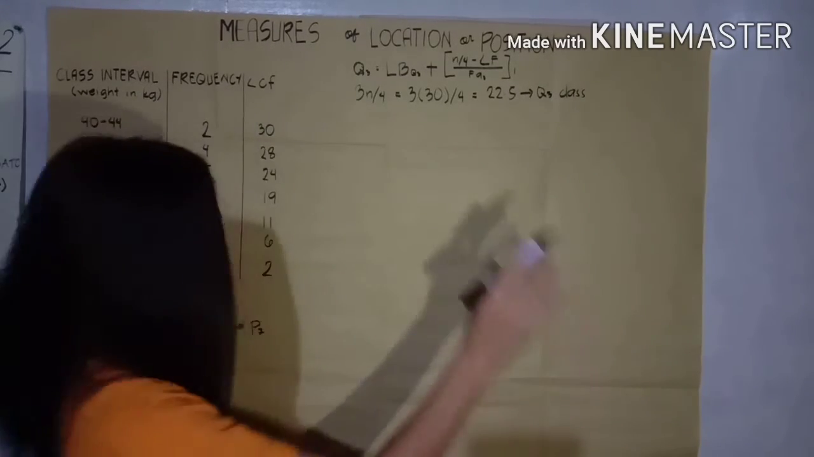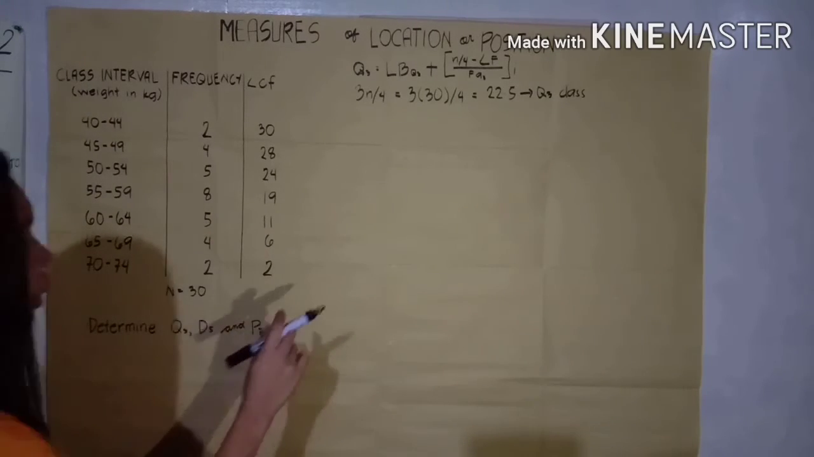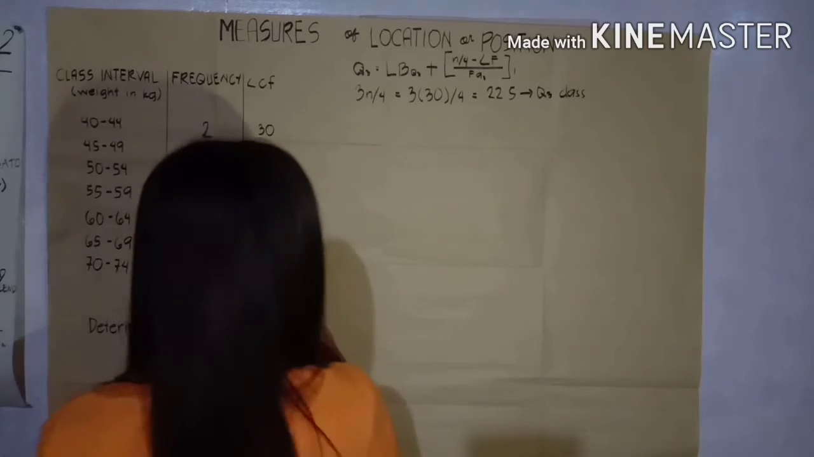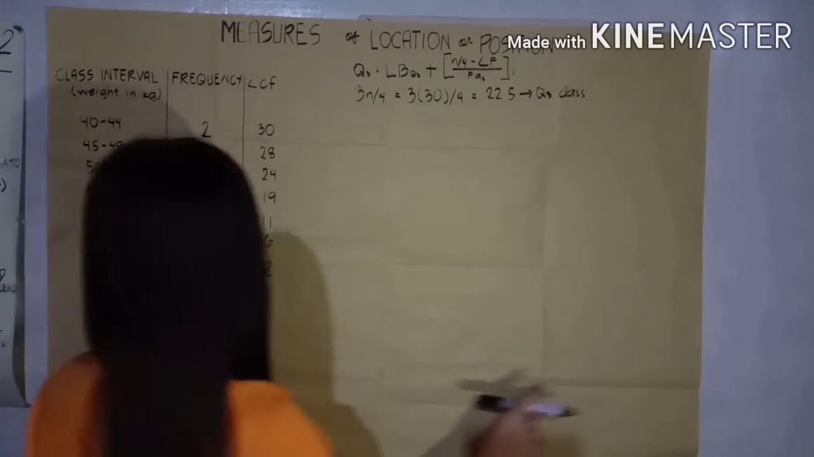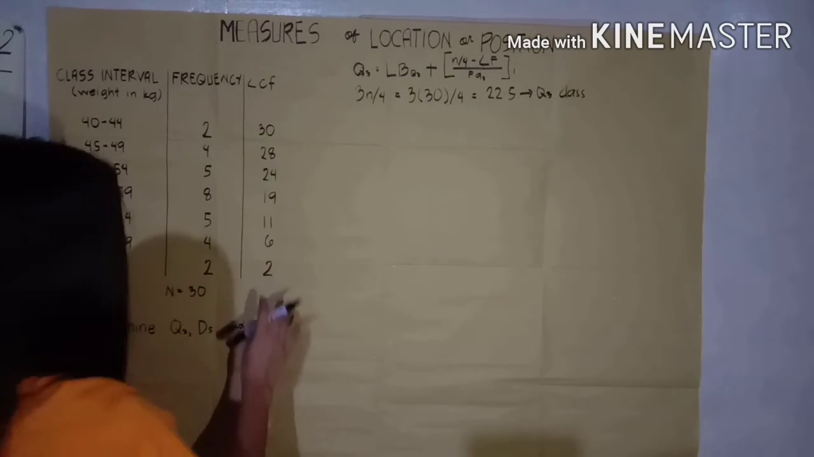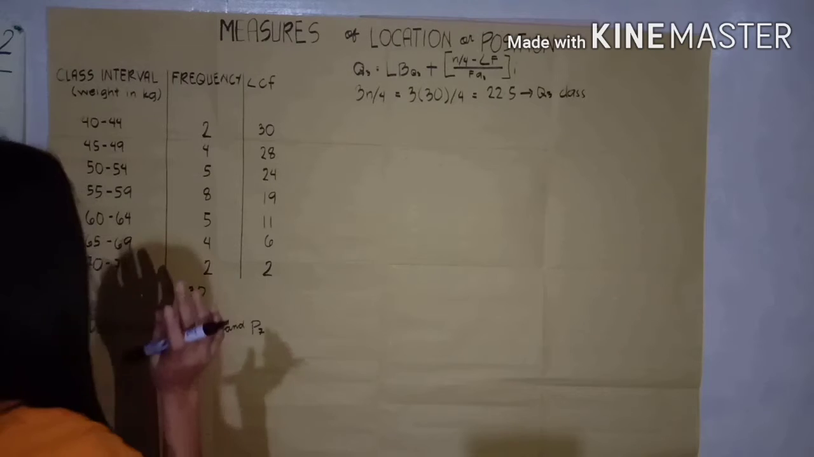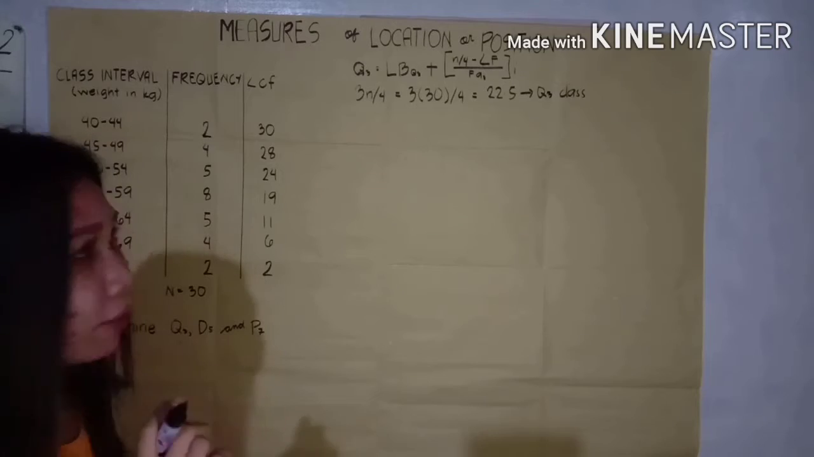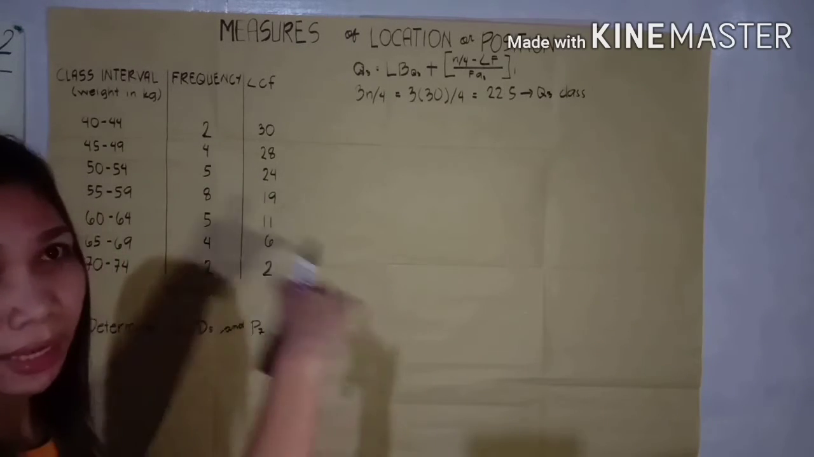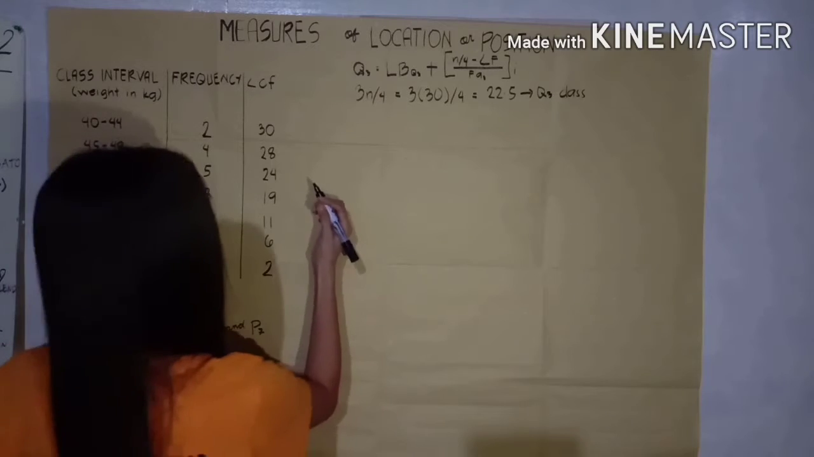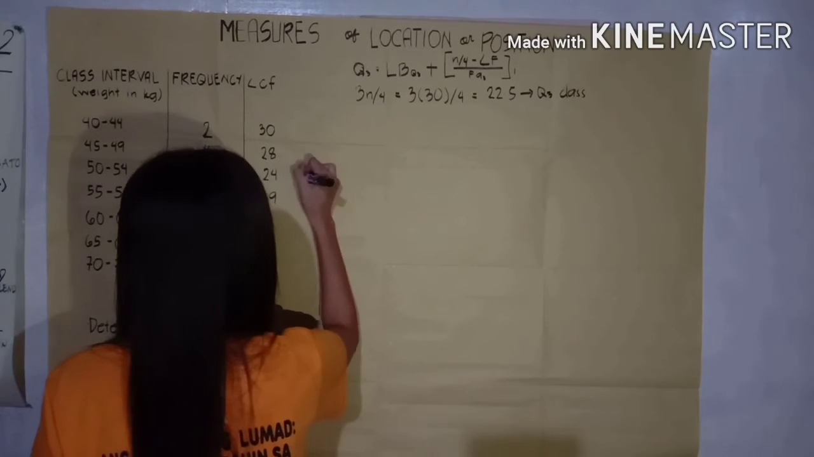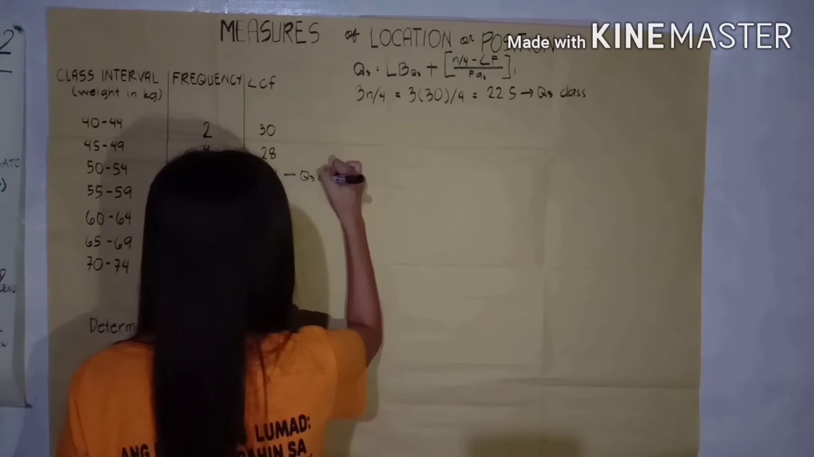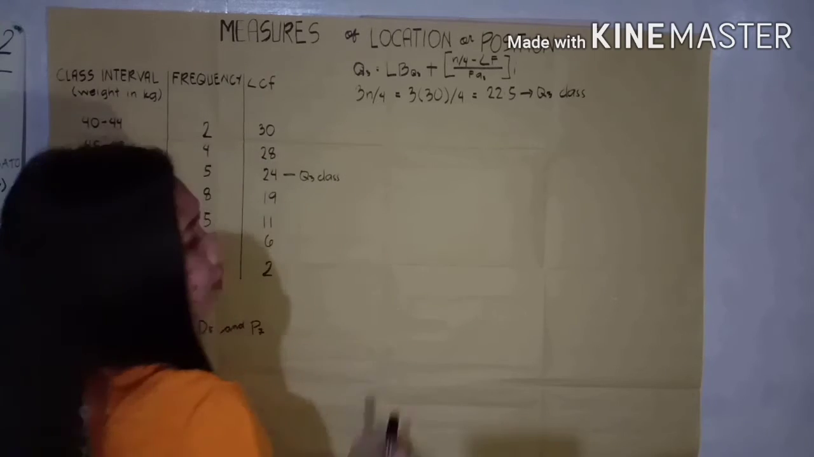So after that, we need to go to our table and spot the Q3 class. We don't have 22.5 in our table, but in measuring the location or position, if we don't have that number, we go to the next higher number. So we have 24. So 24 is our Q3 class. So let's proceed.